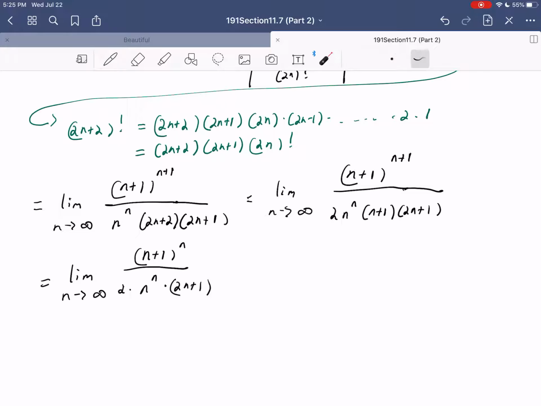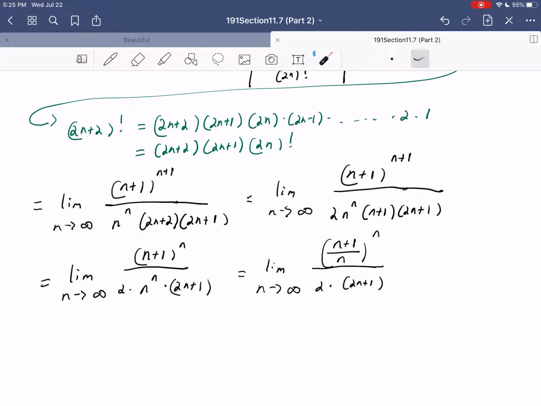I'm going to put these two terms together now. So just by rewriting, we should have the limit as n goes to infinity of ((n plus 1) over n) to the n, over 2 times (2n plus 1). Okay. Why is this important?